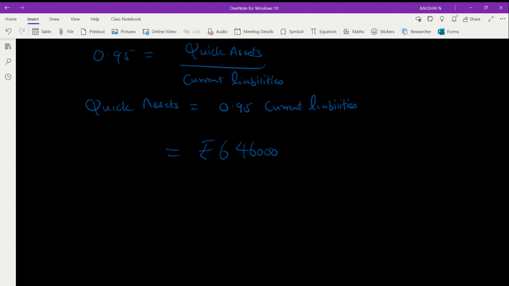6 lakhs 80,000, right? So 6 lakhs 80,000 is the value of your current liability. If you multiply it by 0.95, you will be getting the value of quick assets as 6 lakhs 46,000. Did you understand how we are deriving the value of rupees 6 lakhs 46,000? Any doubt to anyone?